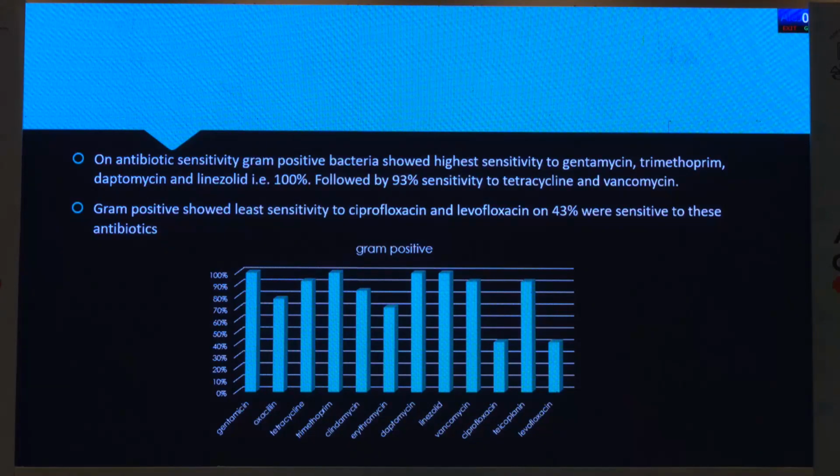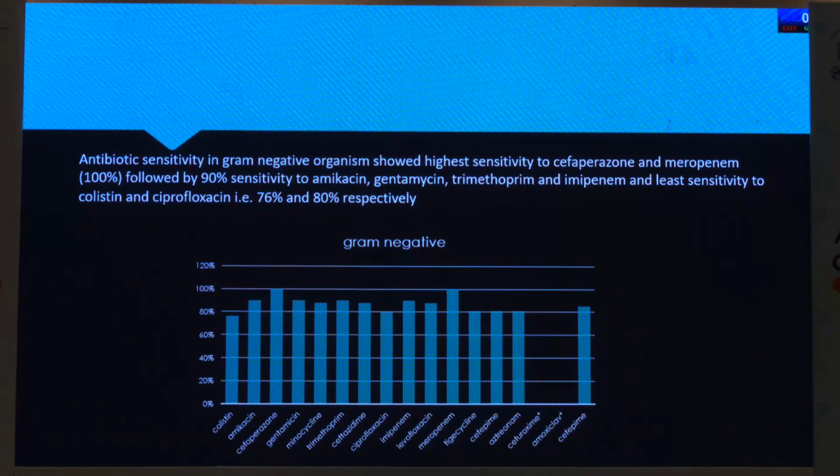On antibiotic sensitivity, gram-positive bacteria showed higher sensitivity to gentamicin, trimethoprim, daptomycin, and linezolid, that is 100%, followed by 93% sensitivity to tetracycline and vancomycin. Gram-positive showed least sensitivity to ciprofloxacin and levofloxacin, with only 43% sensitive to these antibiotics. Antibiotic sensitivities in gram-negative show highest sensitivity to cefoperazone and meropenem, followed by 90% sensitivity to amikacin, gentamicin, trimethoprim, imipenem, and least sensitive to colistin and ciprofloxacin, that is 76 and 80% respectively.